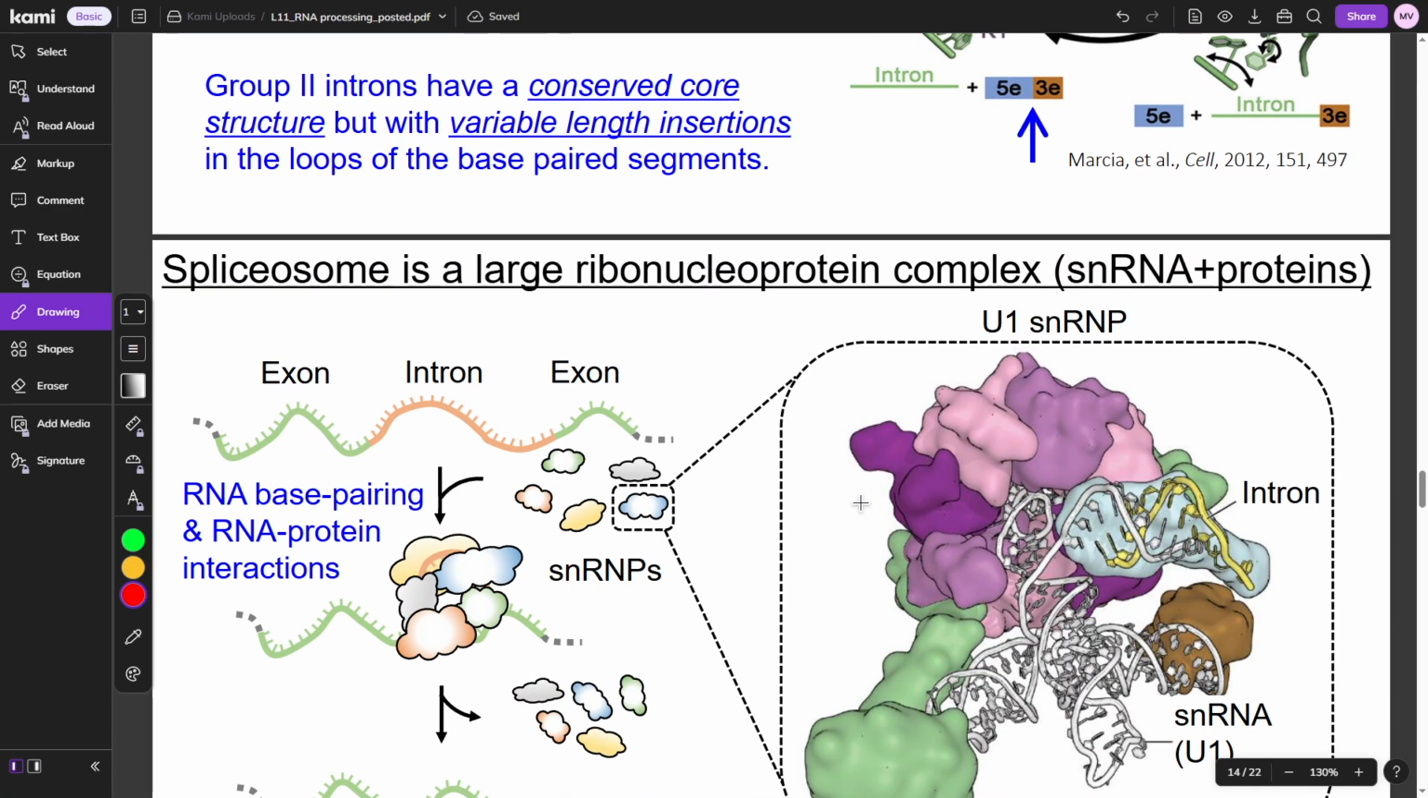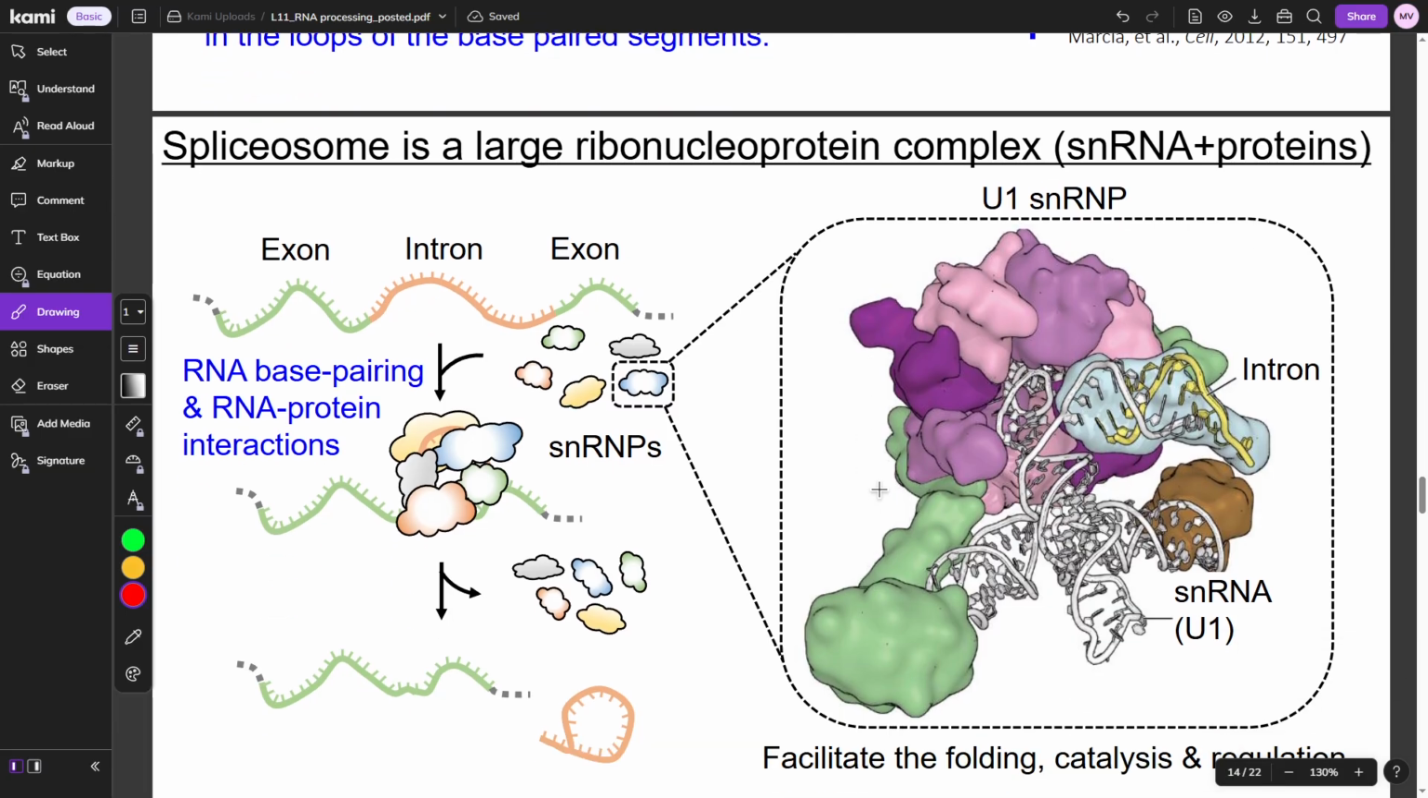So the other type is spliceosome requiring splicing. So these require a protein complex called a spliceosome. And the spliceosome is a ribonucleoprotein, that basically means that it contains RNA and protein.